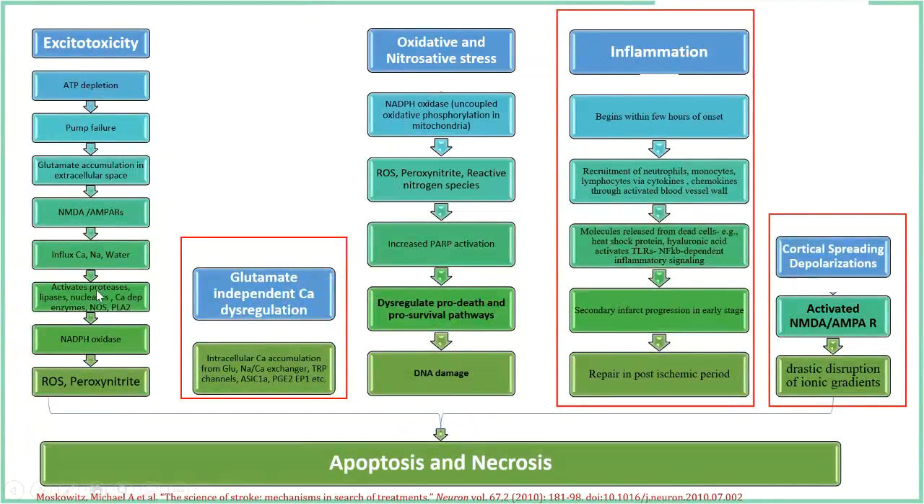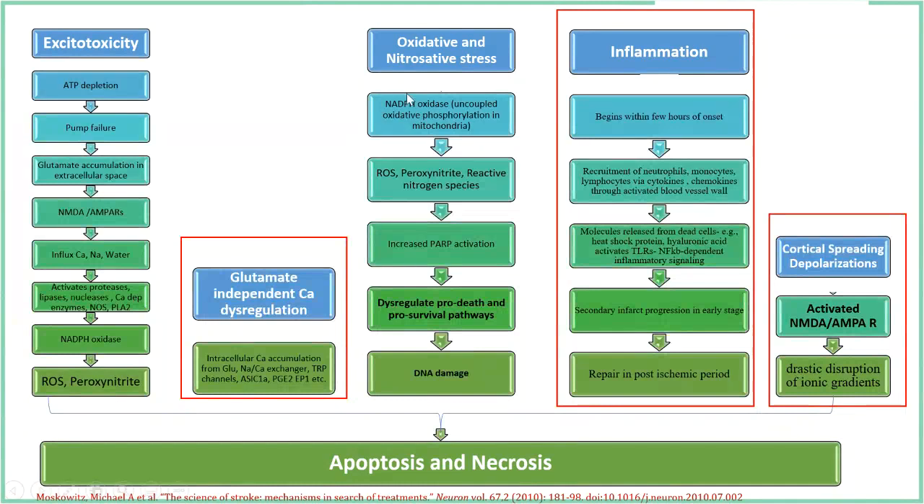Down the hill, it will activate the proteases, lipases, nucleases, and calcium-dependent enzymes that lead towards the death of the neurons. This calcium influx is not just dependent upon glutamate. There are some channels that are independent of glutamate as well, like the sodium-calcium exchangers and the recently discovered ASIC1A receptors, that lead towards increased intracellular accumulation of calcium.